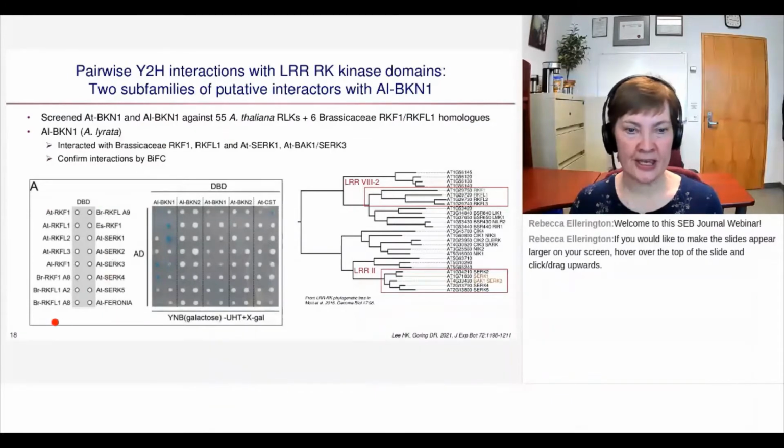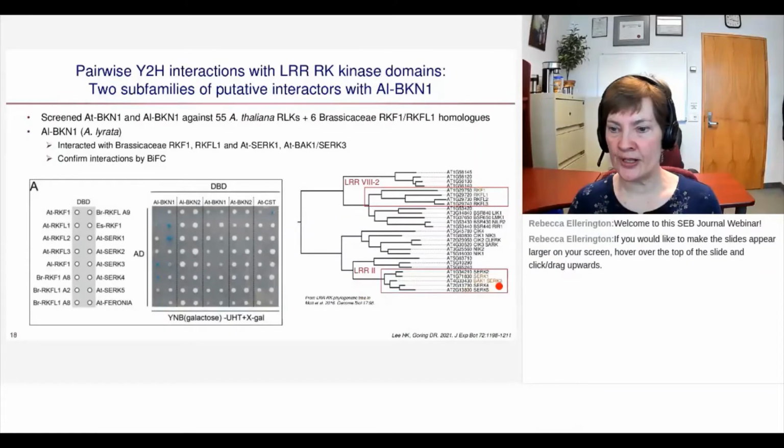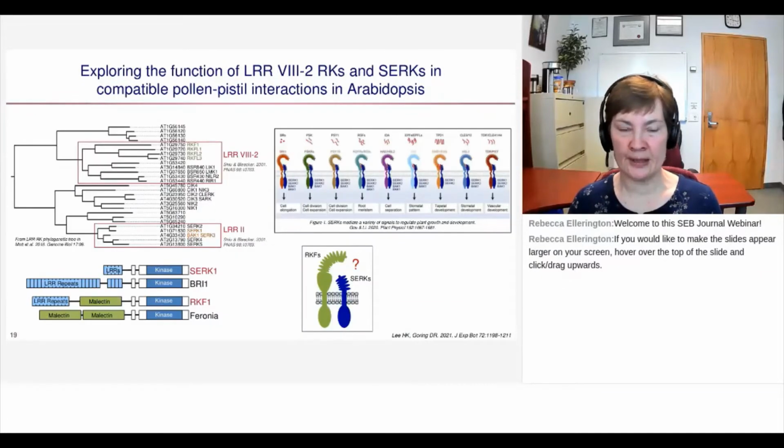So this is the key for this diagram, showing you which receptor kinases were tested. Every time you see a blue, that means there is a positive interaction between BCAN1 and that receptor kinase. So you can see the RKF1, RKFL1, and some of the Brassicaceae homologs interacted, as well as SERK1 and SERK3. So you can see the blue dots there. Okay. So these positive interactors belong to 2 groups of receptor kinases, the LRR8-2 family for RKF1 and RKFL1, and the LRR2 subfamily for SERK1 and SERK3, which is also known as BAK1.